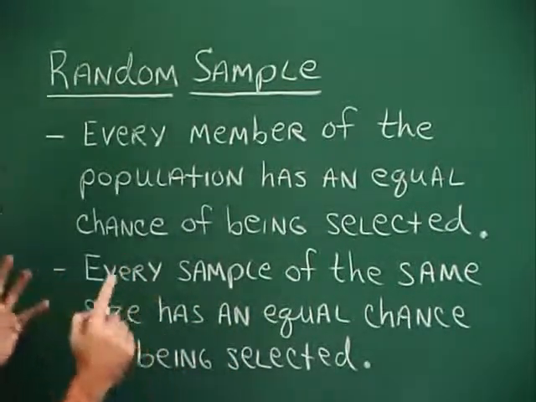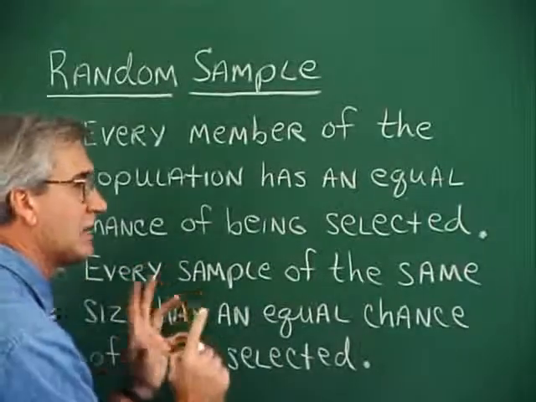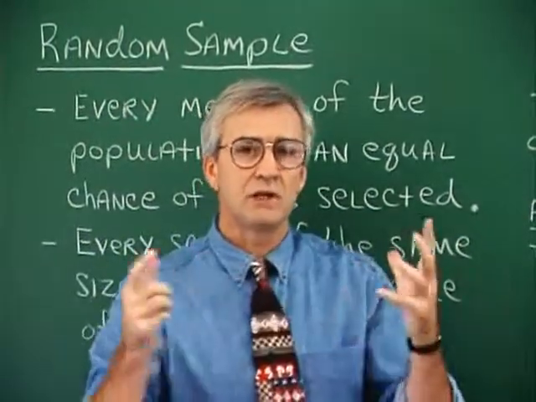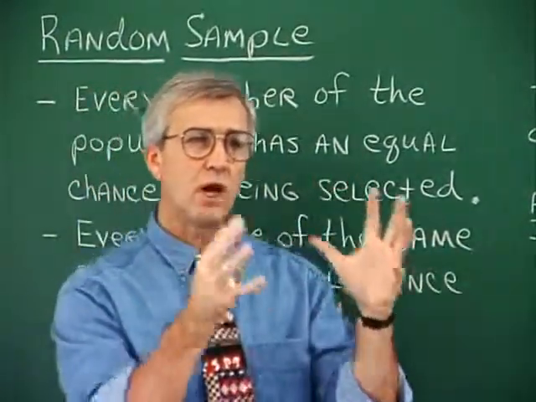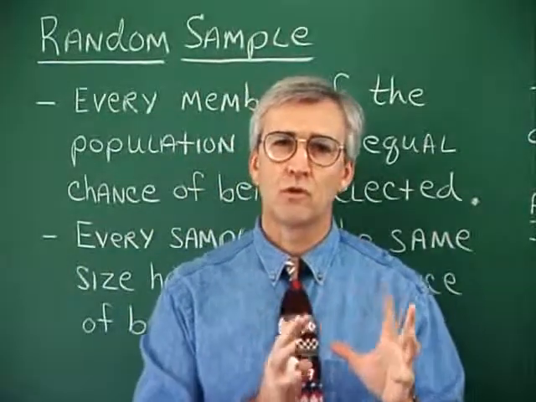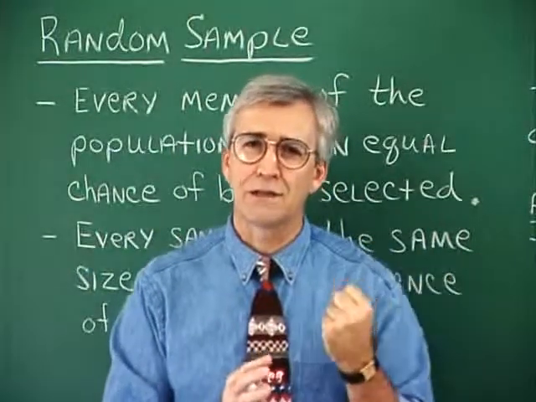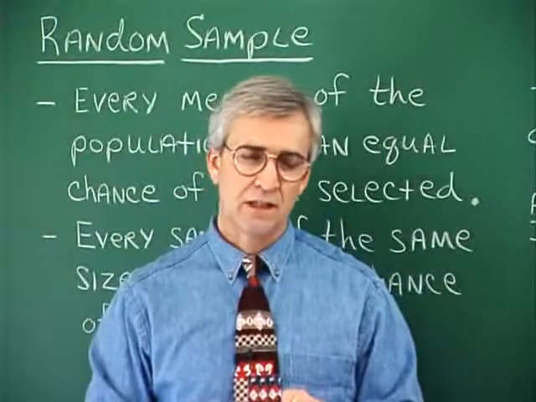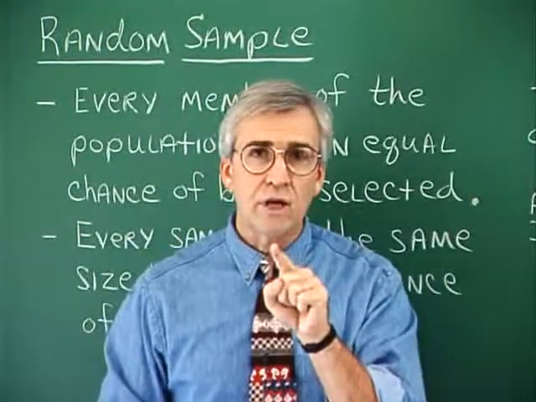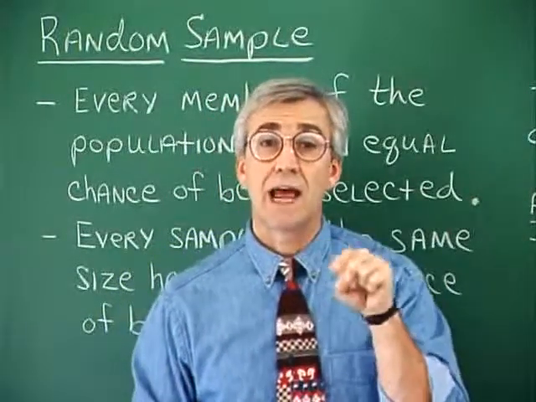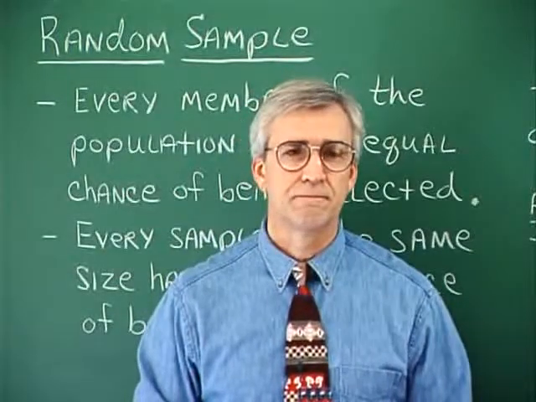You see, there are loads of samples of the same size. If you have a population of 10 million and you're taking a sample of 200, there are an awful lot of groups of 200 that can be selected, you see, from that population. And so every one of those samples needs to have an equal chance of being selected.